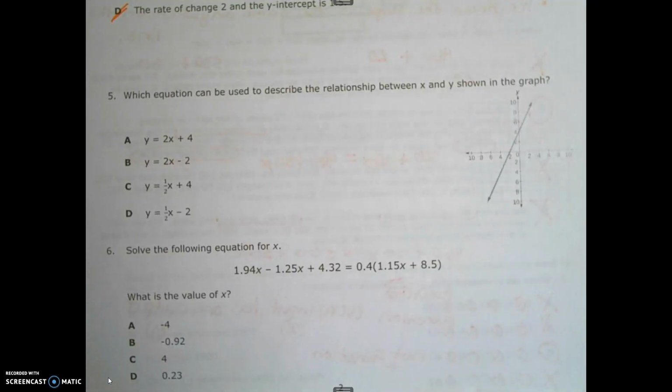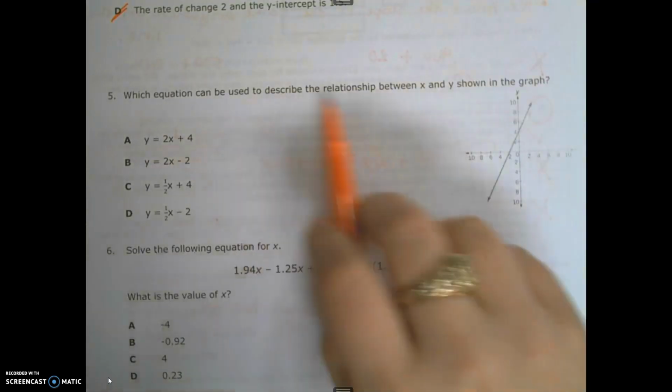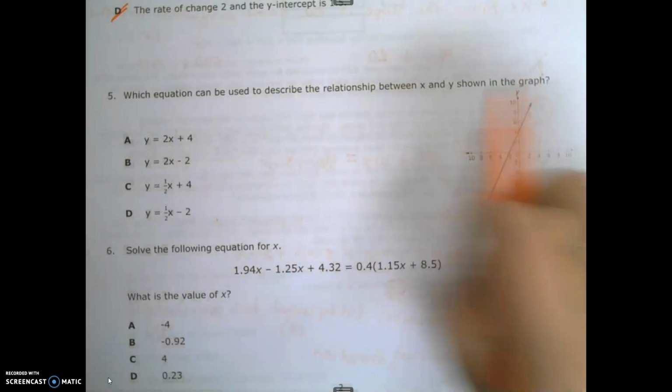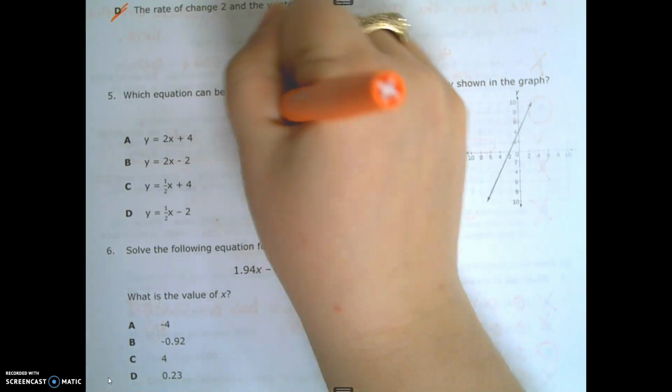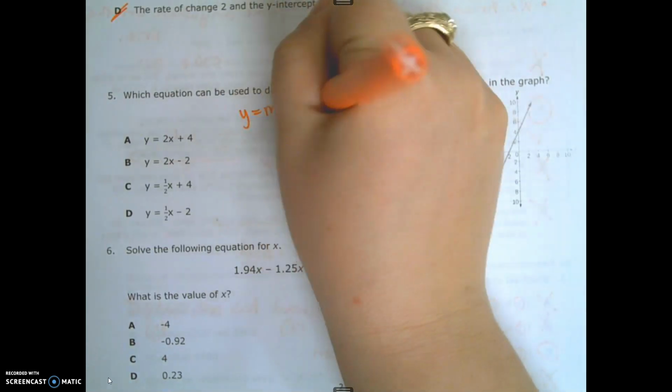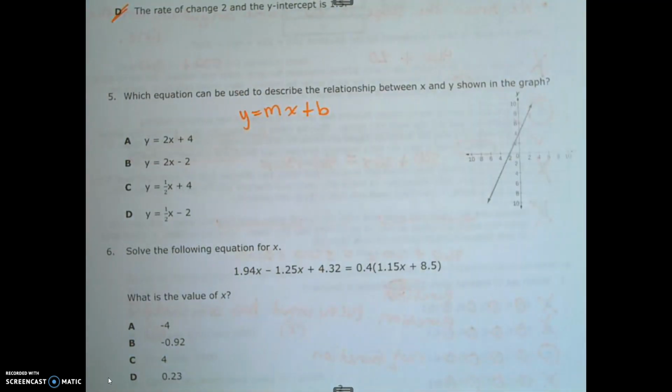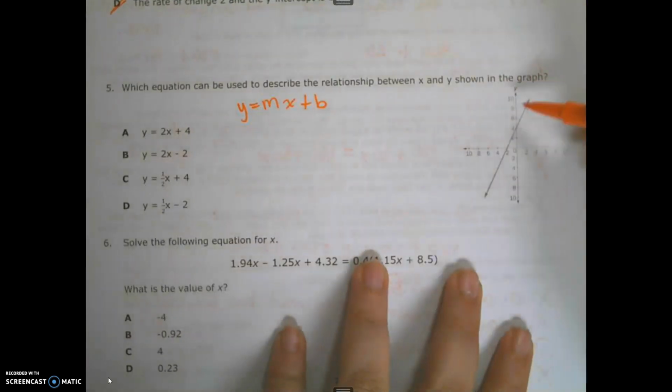5. Which equation can be used to describe the relationship between x and y shown in the graph? So we are looking for y equals mx plus b, our relationship. We first find our y-intercept because that is an easy one to find.